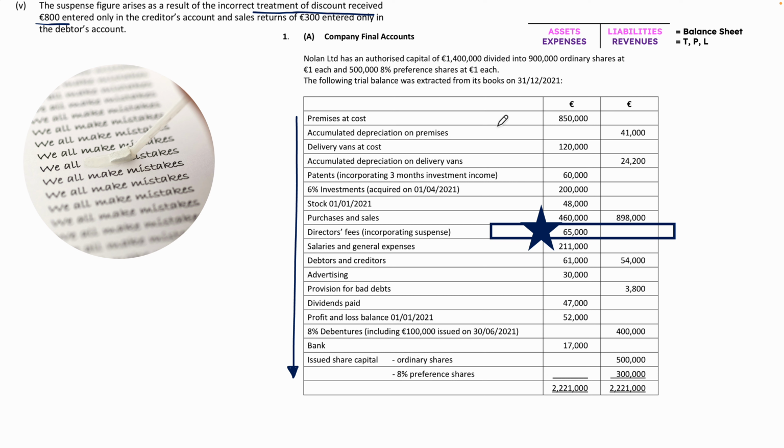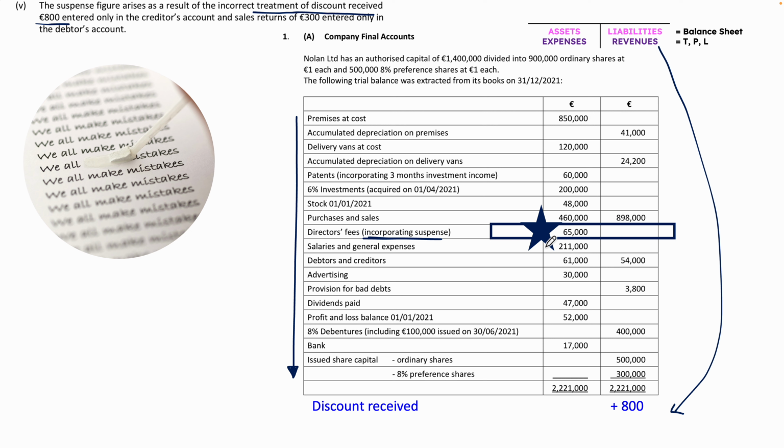And so if we were making a discount received account, hopefully you would know that you would record discount received on the credit side. So discount received plus 800 here. So our suspense figure was entered in here because at one point the trial balance didn't balance. So the bookkeeper shoved whatever the difference was in with director's fees.